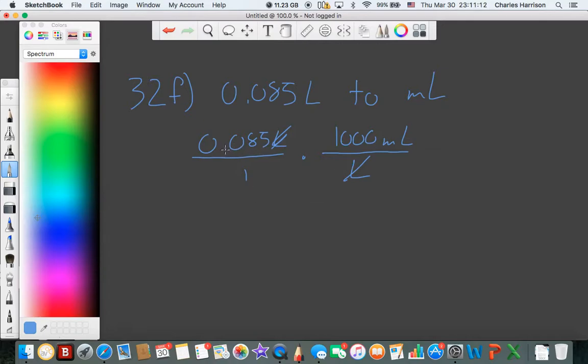Well, what does that mean? We're going to move this decimal over 1, 2, 3. So it just turns into 85. So there's 85 milliliters. 85 milliliters is equivalent to 0.085 liters. All right, here we are, final one.